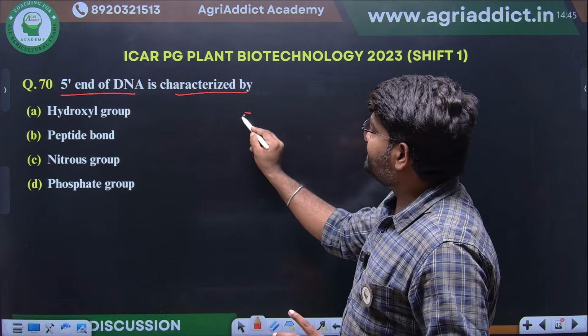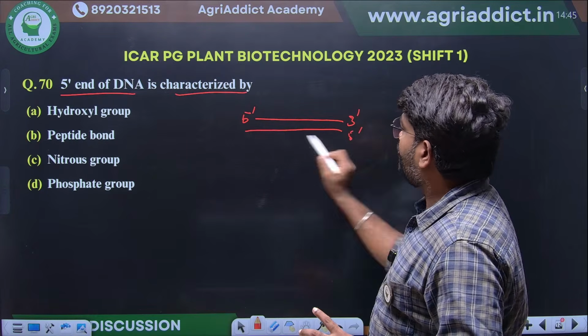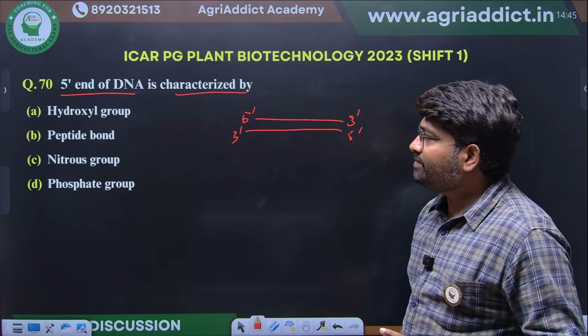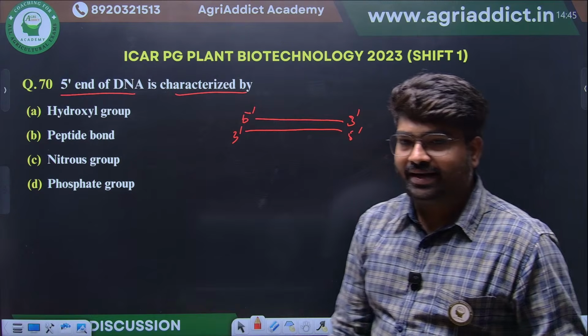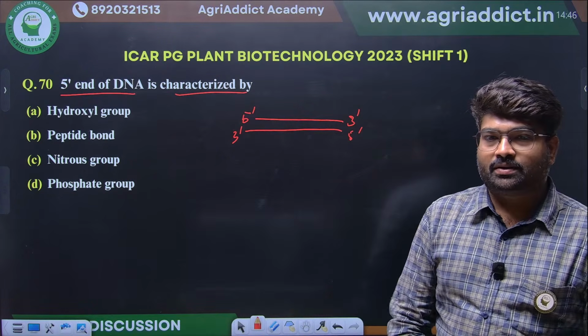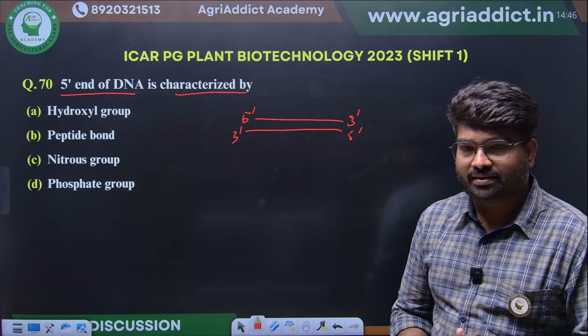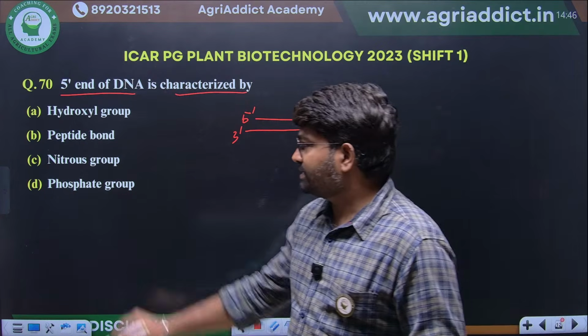If a DNA is there, what will be there at the 5' end? Whether it will have a hydroxy group, peptide bond, nitrous group, or a phosphate group. Read the question properly. Then answer. Yes, D. Excellent.